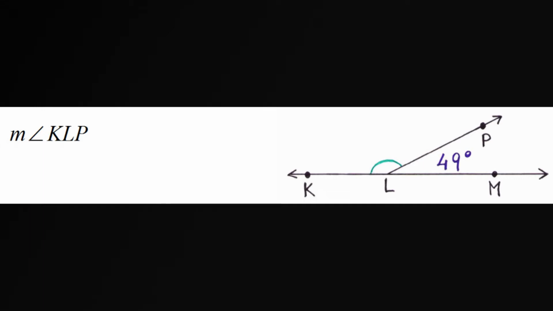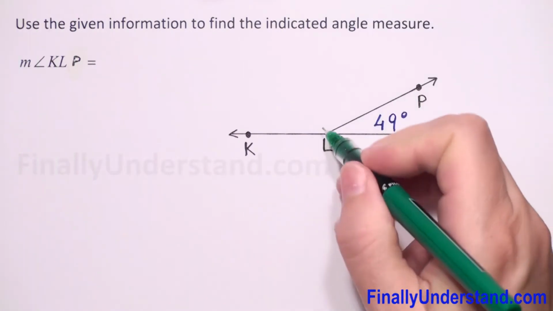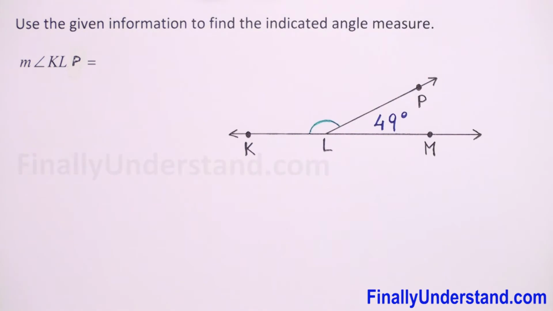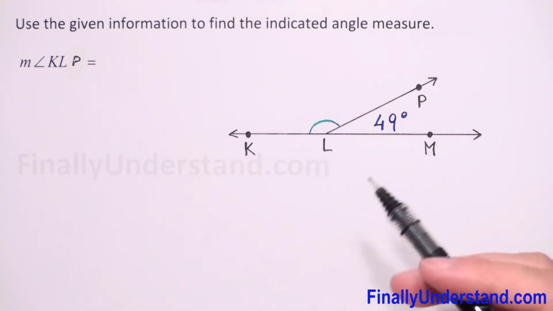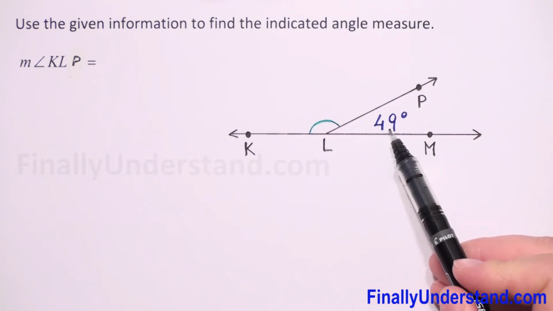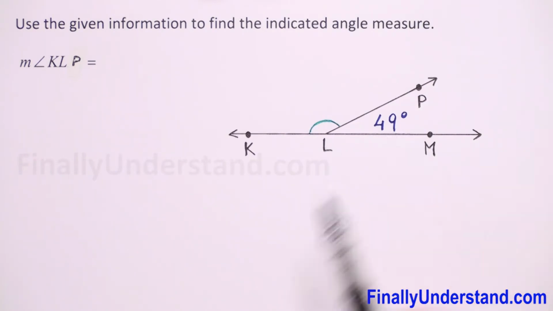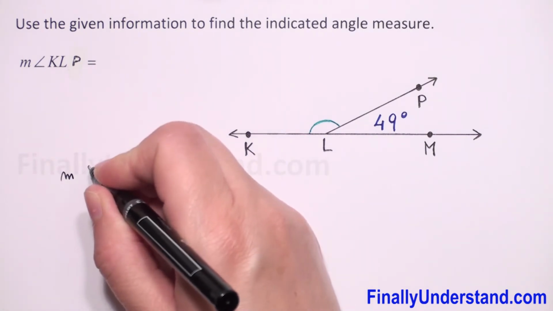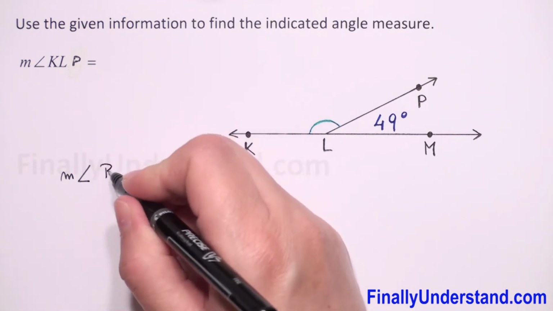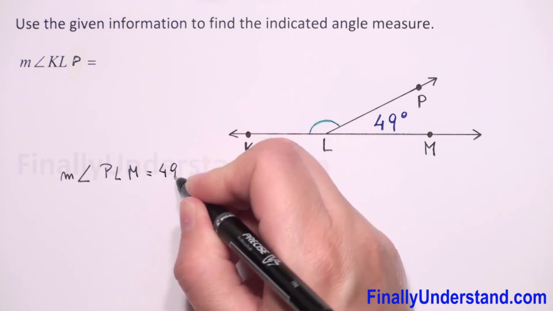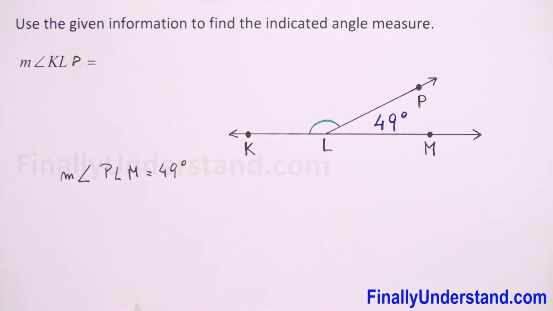We have to find the measure of angle KLP. So we have to find this angle. What we have given here? We have that angle PLM has measure 49 degrees. So we can write this, that measure of angle PLM is 49 degrees.